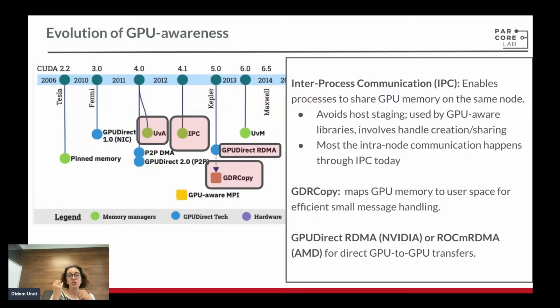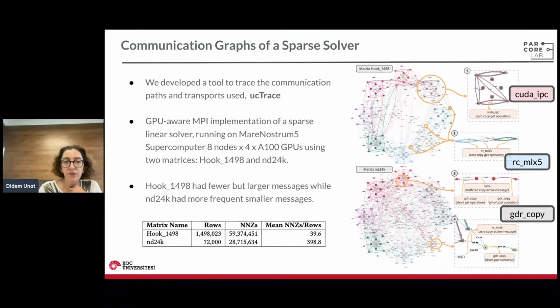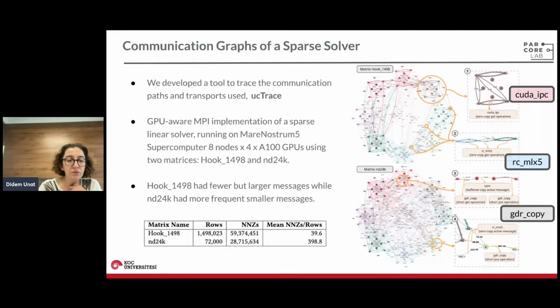And GPU Direct RDMA we already talked about, which allows GPU transfers. So I would like to show an example of a tool that we developed in our group, which visualizes the communication and transports used. We refer to it as UCTrace. It visualizes the CUDA-aware MPI communication.